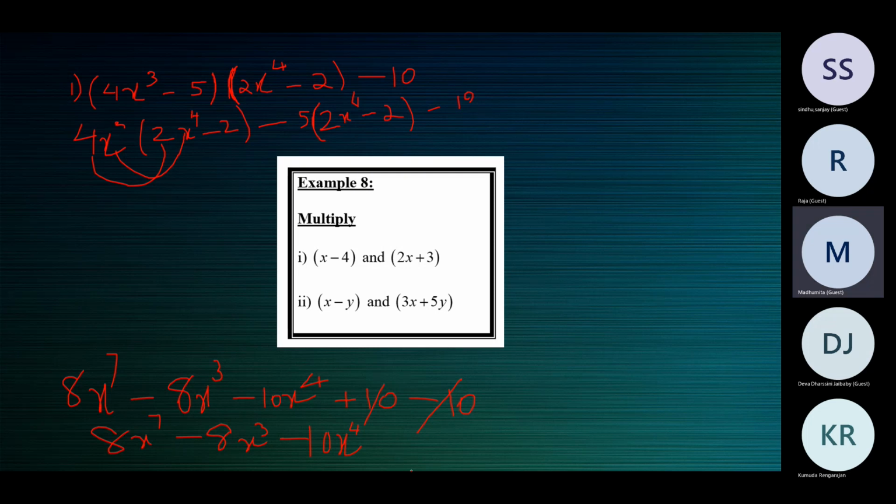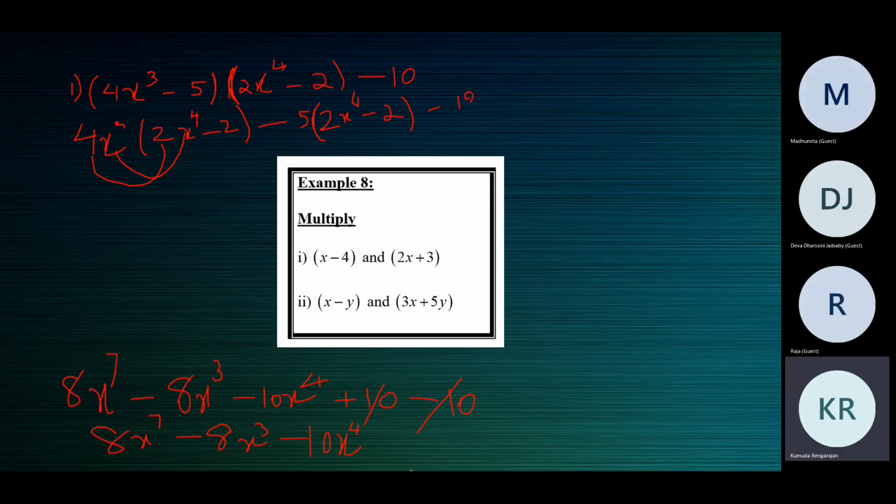Ma'am, I got 2x square minus 5x plus 12. Yeah, see where you have gone wrong. I've shown all the steps on the screen. Read out your steps, Madhumita. Yes, ma'am. x into 2x plus 3 minus 4 x into 2x plus. No, which one are you working? Ma'am, x minus 4 and 2x plus 3. No. I have written a question on the screen. Okay, ma'am.